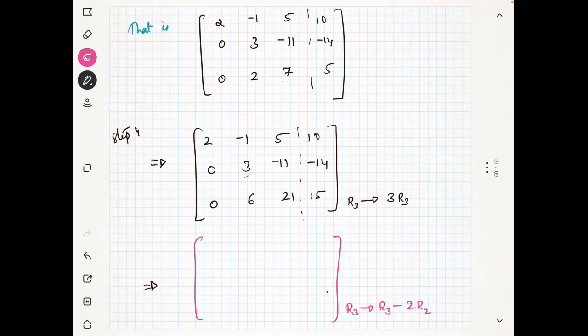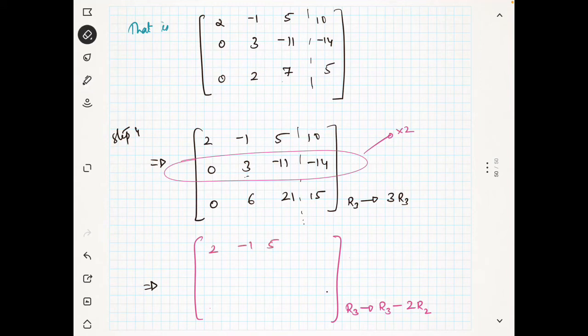So I will change it here itself, you can see. That means R3 minus 2 times R2, what will happen? I am multiplying this guy with 2 and subtracting from R3. So I will be changing R3. So this is 2, this is minus 1, this is 5, the same color, 2, minus 1 and 5, and this is 10, and there is no change here, 0, 3, minus 11 and minus 14. But this guy I will be changing.